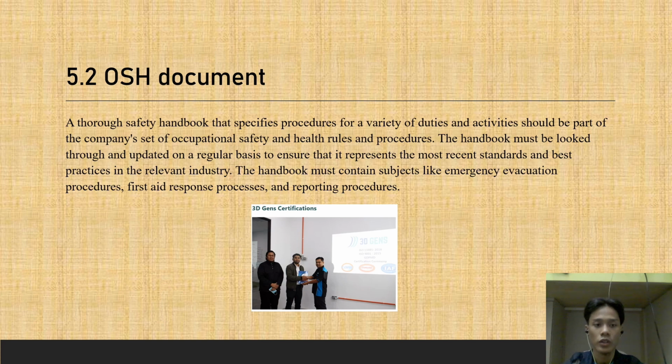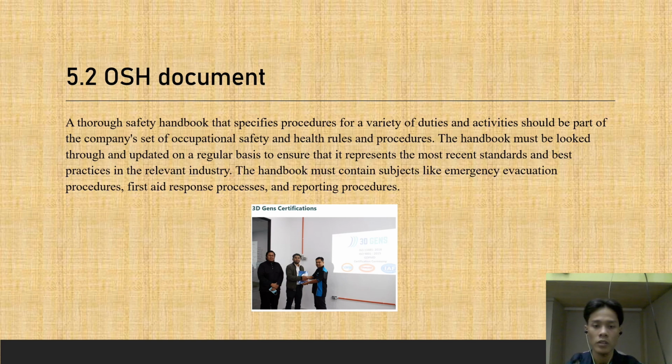For the OSHA document, a thorough safety handbook that specifies procedures for a variety of duties and activities should be part of the company's set of occupational safety and health rules and procedures. The handbook must be looked through and updated on a regular basis to ensure that it represents the most recent standards and best practices in the relevant industry. The handbook must contain subjects like emergency evacuation procedures, first aid response processes, and reporting procedures.